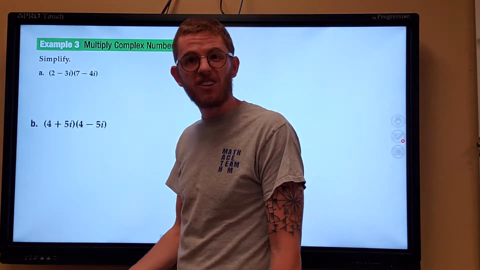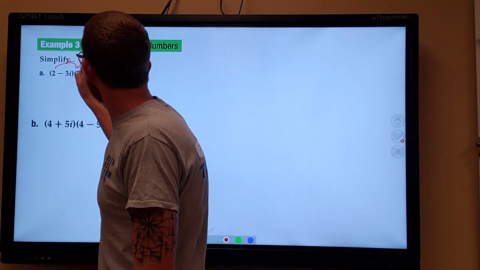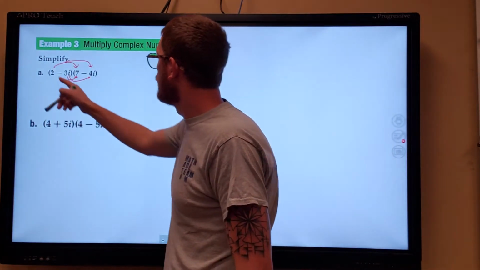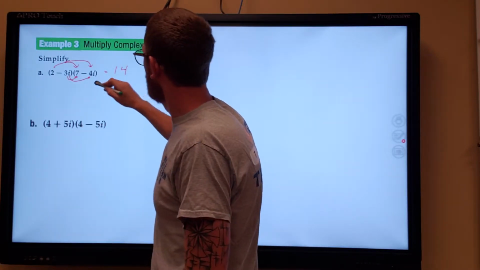Multiplication is going to work very similar. There's going to be a little trick at the end. So we're going to multiply this out. I know you know how to multiply. We got to distribute everything, or FOIL it, if you want to call it that.